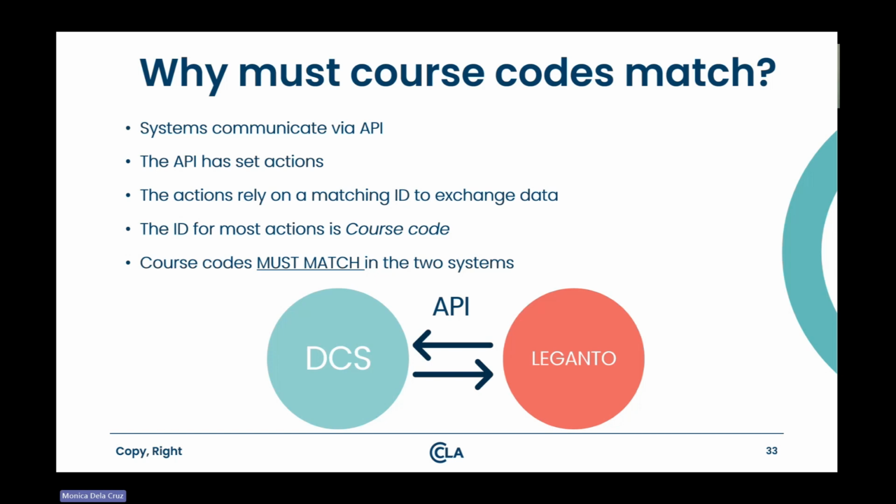So why must course codes match? The DCS and RLMS communicate via an API that relies on matching ID. For most actions, this ID is the course code, so course codes must match exactly in both systems, and even small differences can cause sync issues.